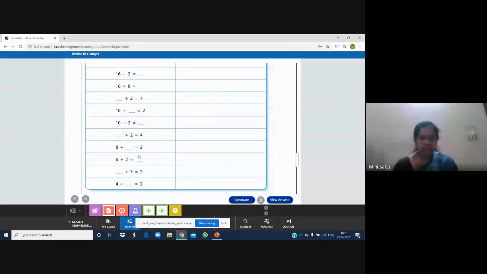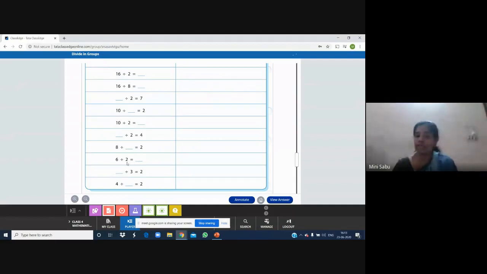Okay. Then the next question is 8 divided by dash equal to 2. In such cases, what did I tell you? You have to say the table of 2 till you get 8. You know it. 2 1s are 2, 2 2s are 4, 2 3s are 6, and 2 4s are 8. So what will be the answer here? 4. Got it?